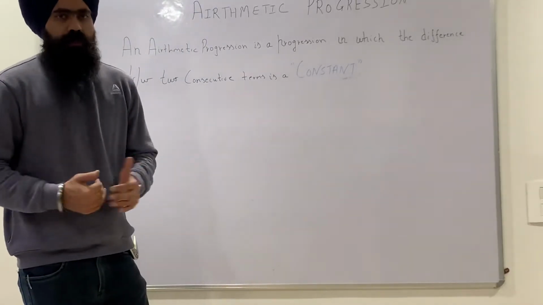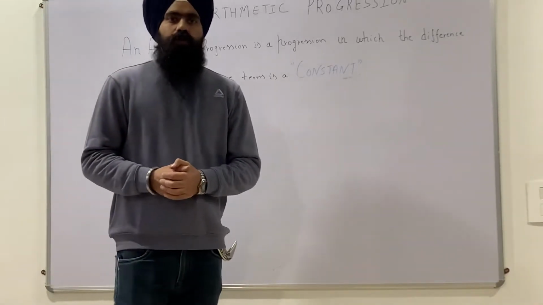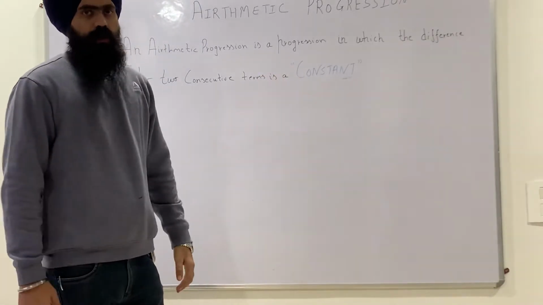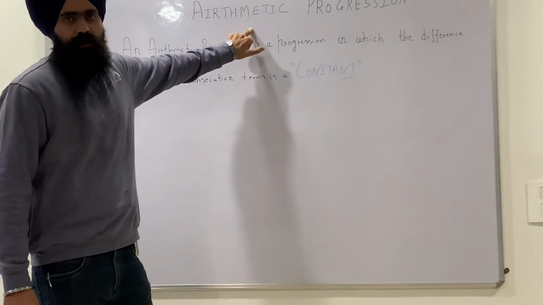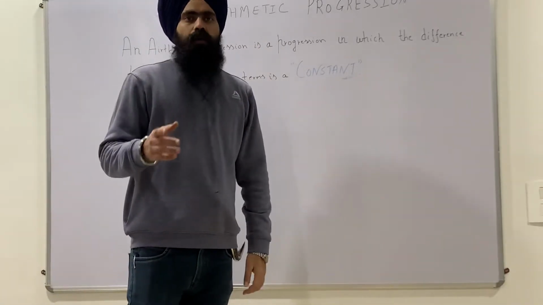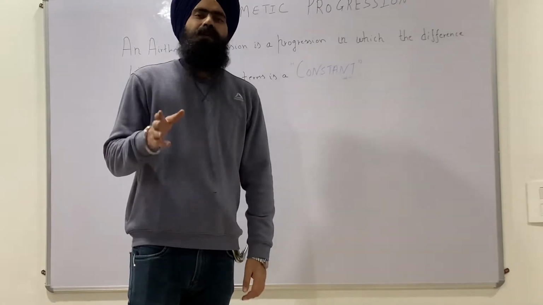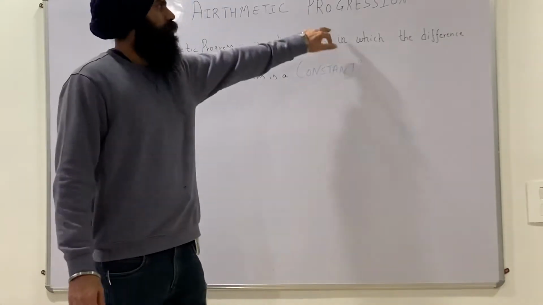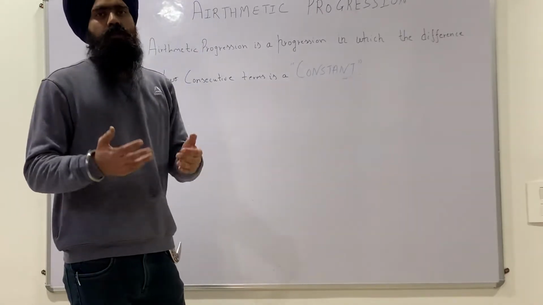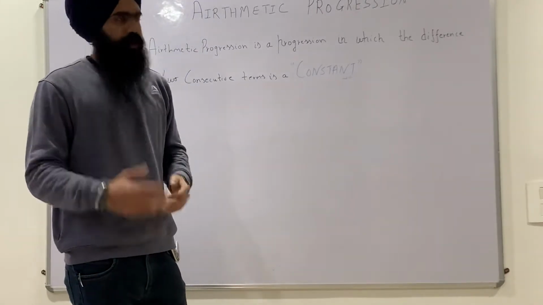Good afternoon, students. Let's start with a new chapter, arithmetic progression. Let's have a brief introduction. What is the meaning of arithmetic? Arithmetic means a kind of mathematics which involves addition, subtraction, multiplication and division. And progression means a process of continuous changing, or we can say a series of successive events.